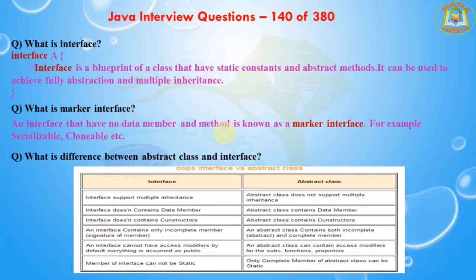An abstract class is nothing but a class, so it has a constructor, but an interface cannot have constructors. An abstract class can have static methods. It's possible to declare static methods in an abstract class. An interface cannot have static methods. You can extend only one abstract class, but you can implement multiple interfaces. These are the differences between abstract class and interface.